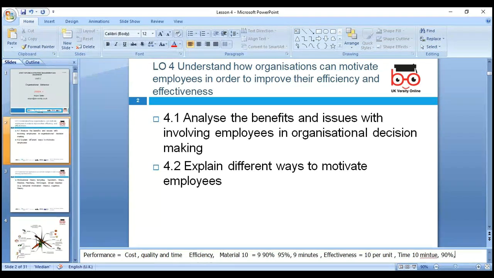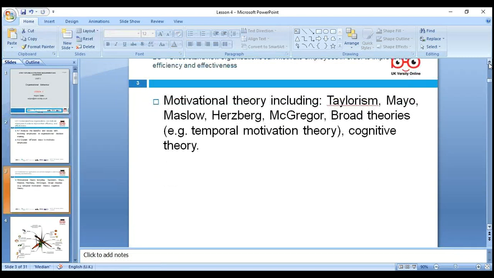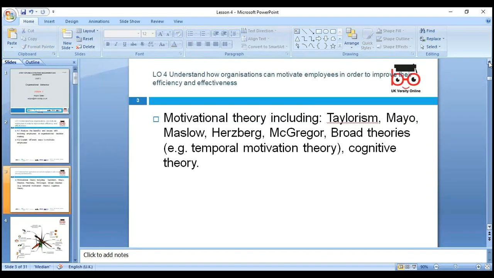Motivation always has two types. One is called intrinsic, the other is extrinsic. One is tangible, like money, and the other is intangible, like the culture of the organization. So the learning outcome is all about organizational motivational theory.